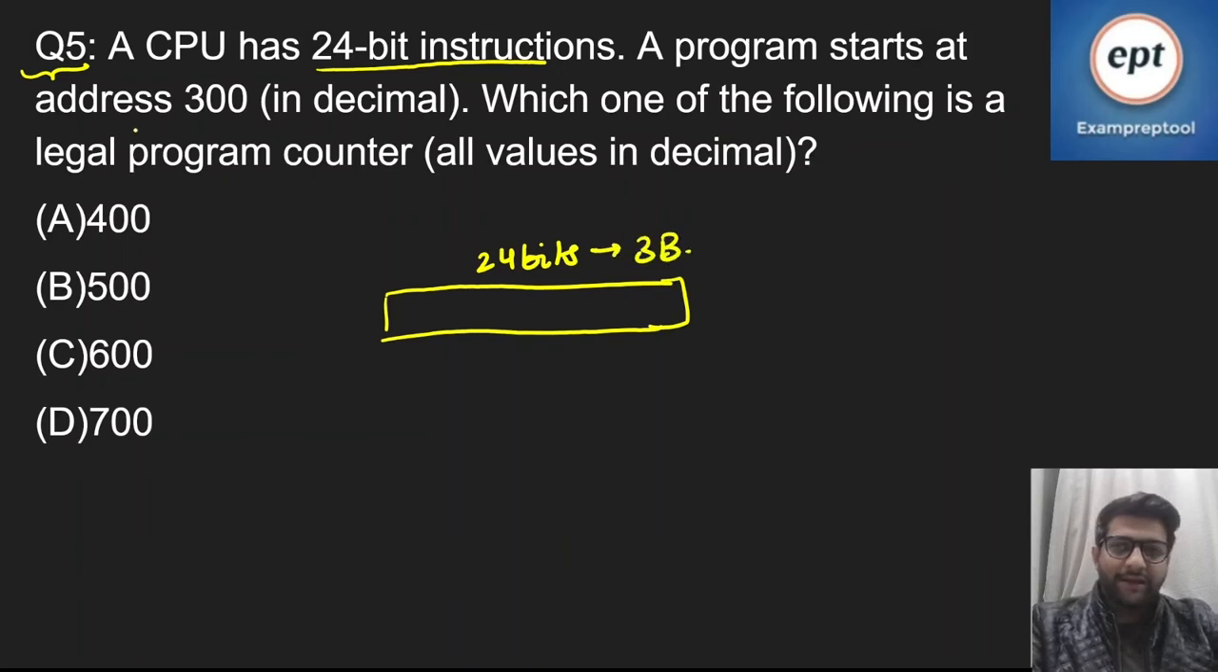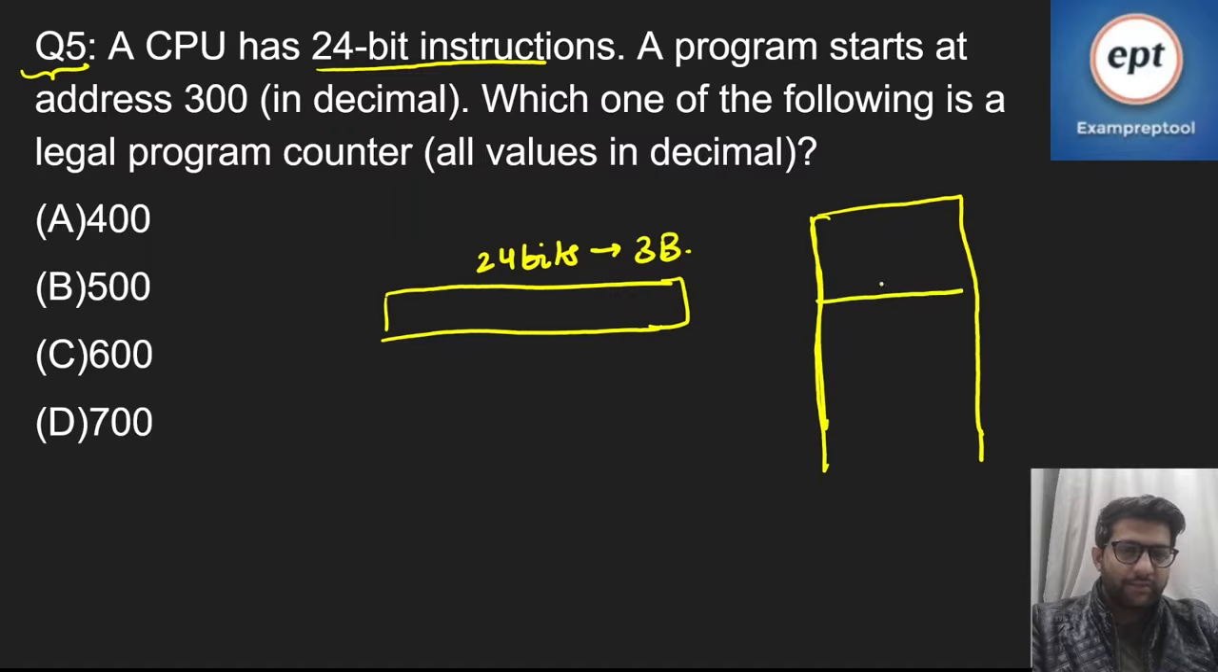Now a program starts at the address 300. So let's say if this is our main memory, then there is a program. So this is address 0, 1 and so on till 300, right? Now there is a program which starts at 300 and it is stored in the main memory like this. Now, which of the following is a legal program counter value?